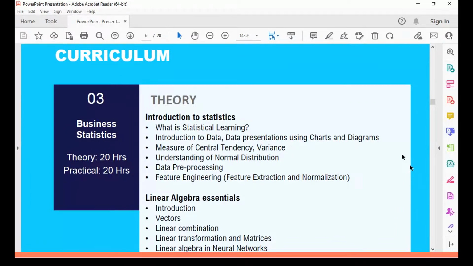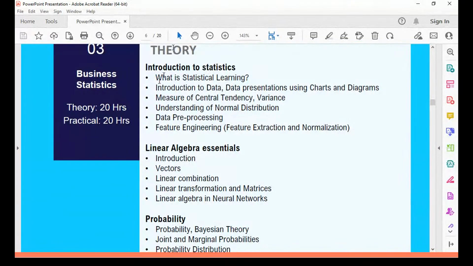So in the first part of the module, we'll be looking at introduction to statistics, where we will study what is statistical learning, introduction to data and data presentations using charts and diagrams, measures of central tendency and variances. Then the understanding of normal distribution with the help of examples, charts or graphs. Then data pre-processing, feature engineering, feature extraction and normalization of the data. Okay, let's go with the introduction.